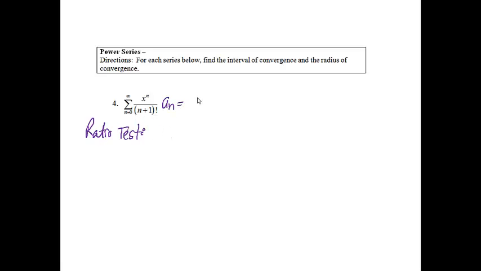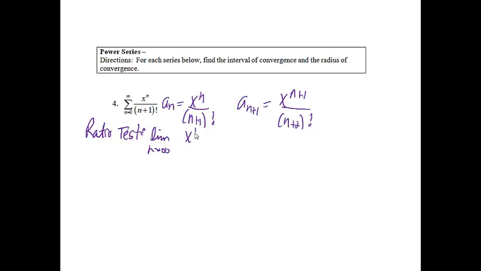My a sub n is x to the n over (n plus 1) factorial, and my a sub n plus 1 will equal x to the n plus 1 over (n plus 2) factorial. So we're going to find the limit as n approaches infinity of a sub n plus 1 divided by a sub n. I have a feeling I'm going to majorly run out of room on this one. All right, then we're going to multiply by the reciprocal.